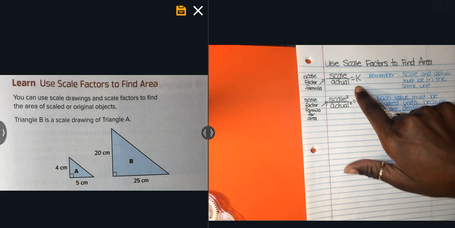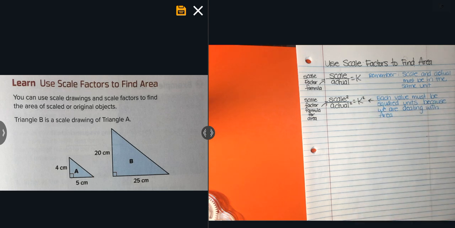First, I gave you the formula that we have for finding the scale factor, which we know is the scale divided by the actual amount, and that is equal to K. Remember that K represents our constant of proportionality. It's telling us what happened to our scaled item. Did we increase it, decrease it? If K is greater than one, that means we increase the actual object. If K is less than one, we decrease the actual object. And if it's equal to one, it's the same. I wanted to make sure that you had that formula there.